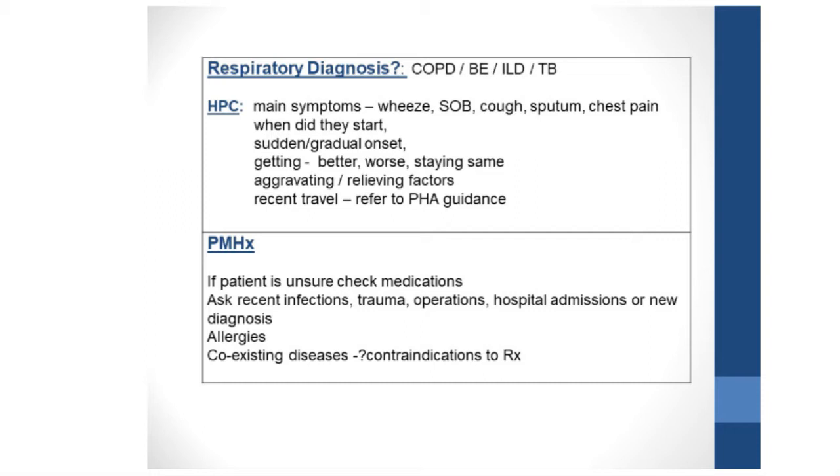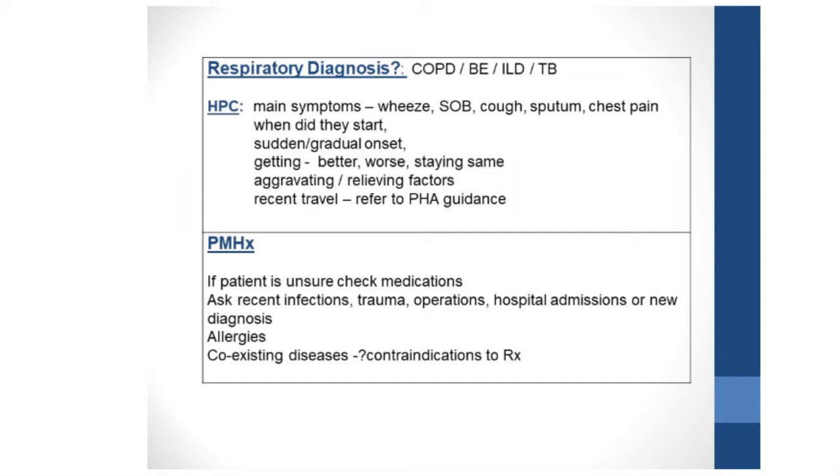So firstly, with the patient, you want to establish if they have a respiratory diagnosis like COPD, bronchiectasis, interstitial lung disease, tuberculosis. Then you're going to gather the history of the present condition. So you're going to ask them what's their main symptoms. It could be wheeze, shortness of breath, cough, sputum, chest pain.